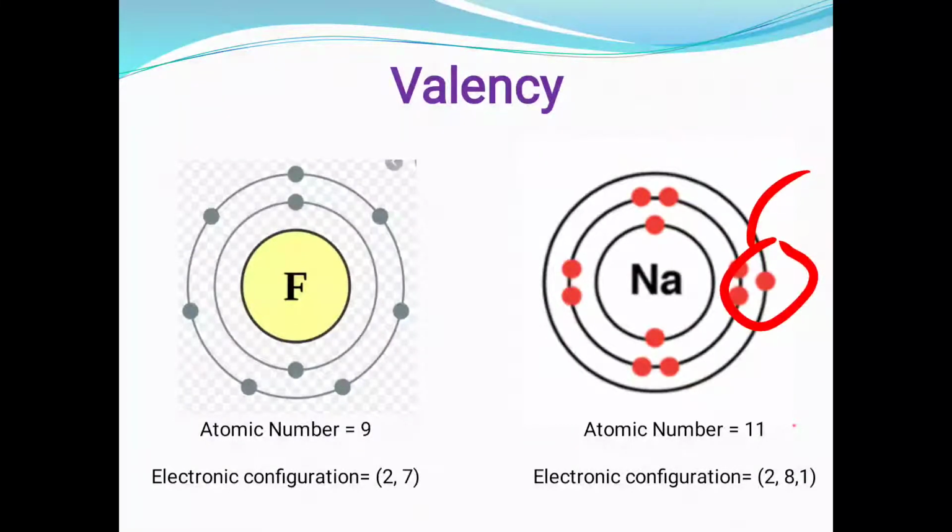So what will the sodium do? The sodium will give this 1 electron and complete its octet state. So here we can define valency as the number of electrons accepted or donated to complete the octet state, to get stability for the element. So this is all about valency.